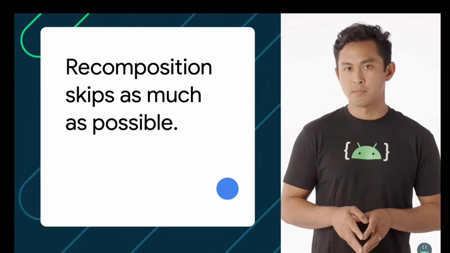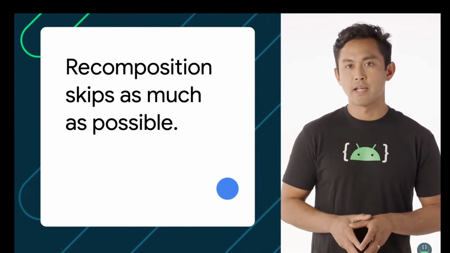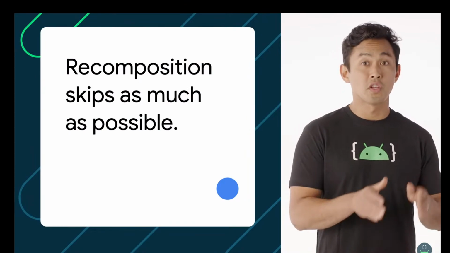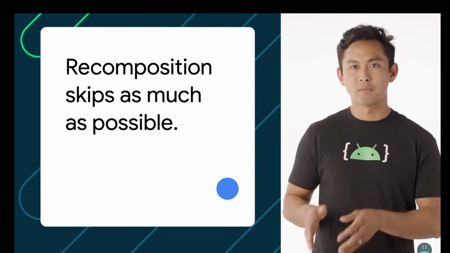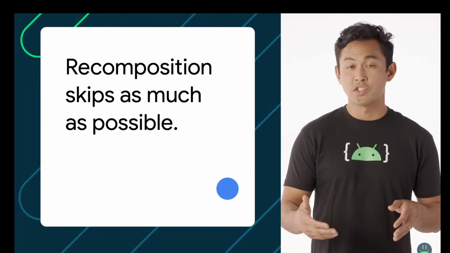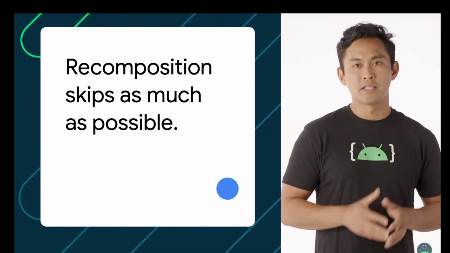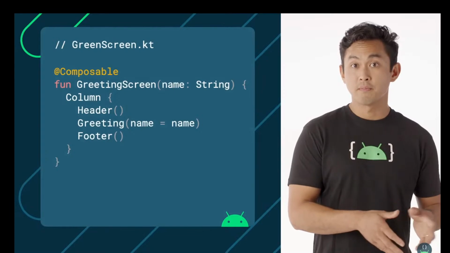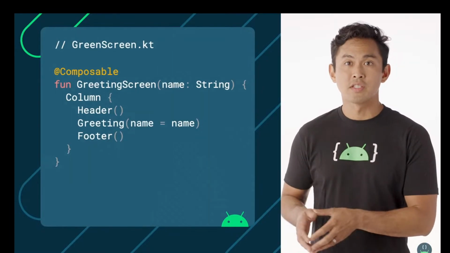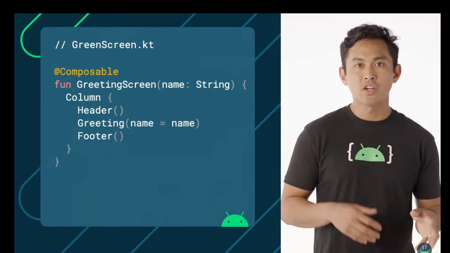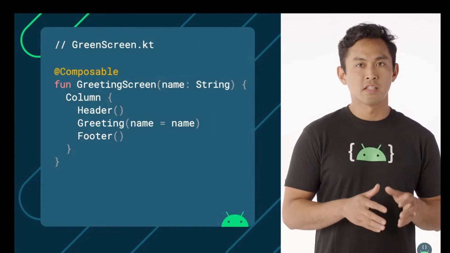Recomposition skips as much as possible. Compose does its best to recompose only portions of the UI that need to be updated. If a composable doesn't use the state that triggered recomposition, then it will be skipped. In this snippet, if the name string changes, the header and footer composables will not be re-executed since they don't depend on that state.